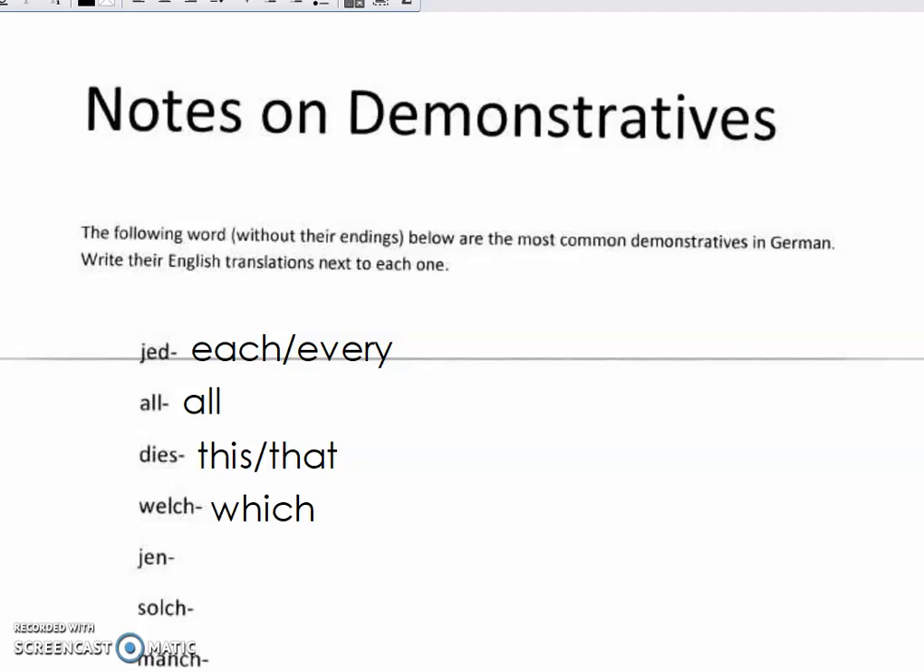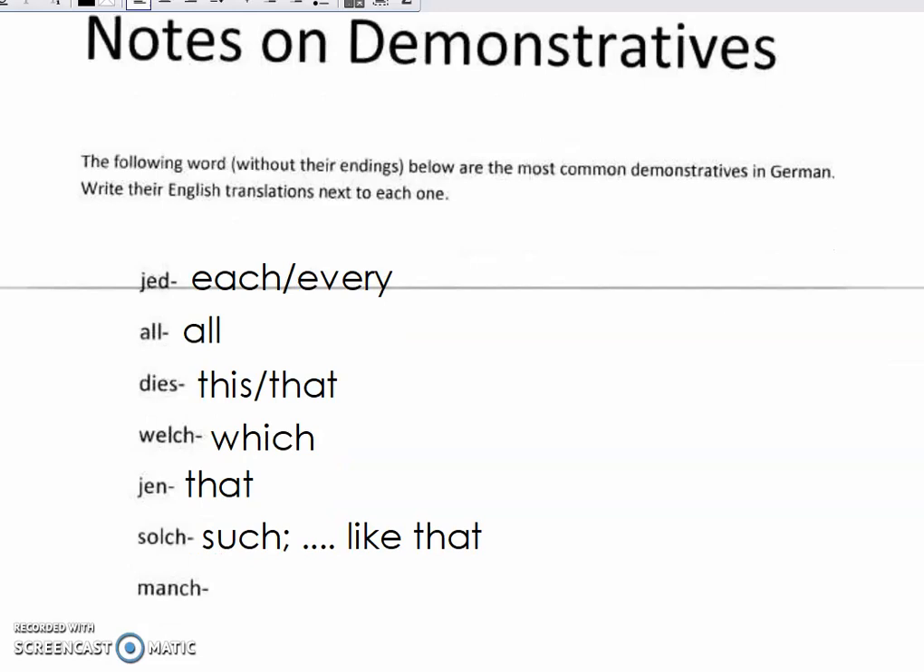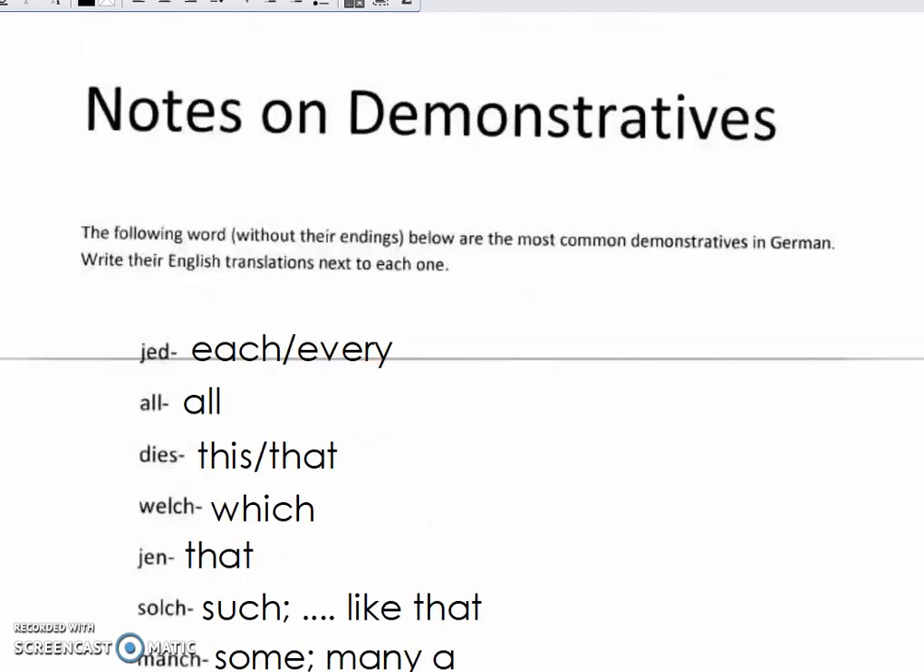This one wasn't mentioned in the book and is used very infrequently in German. That. How about, what does solch mean? Such, or like that. What does manch mean? Some, or many a.